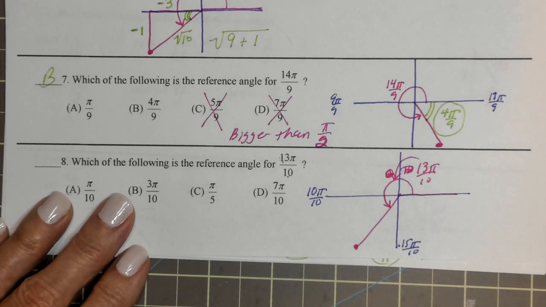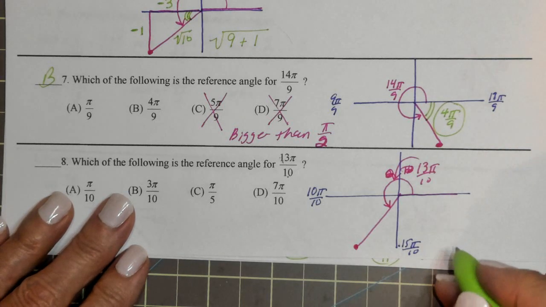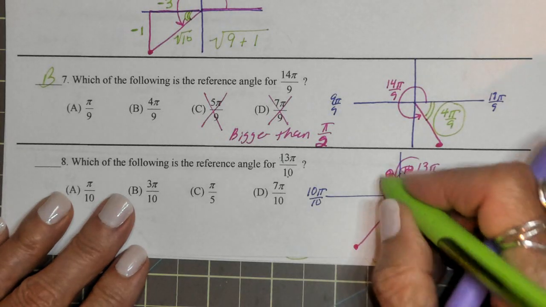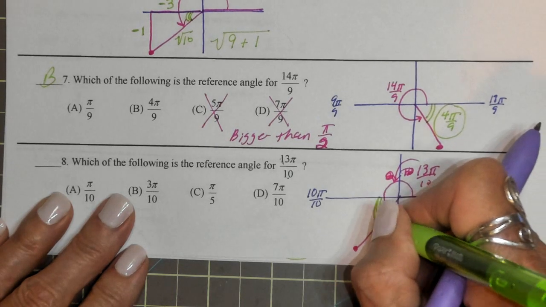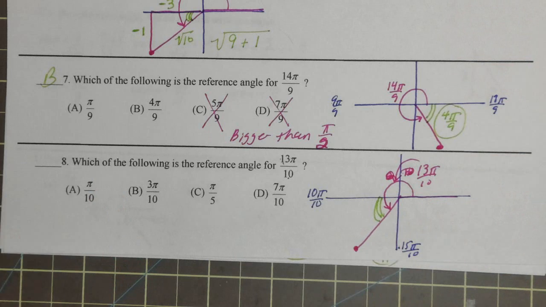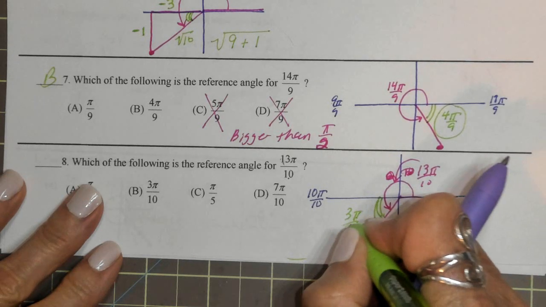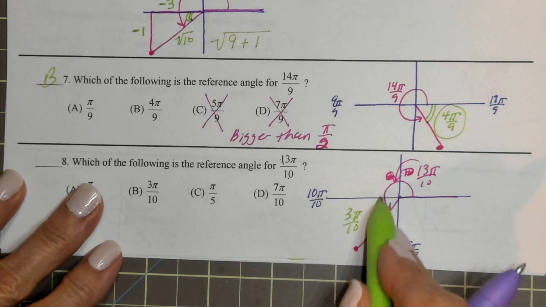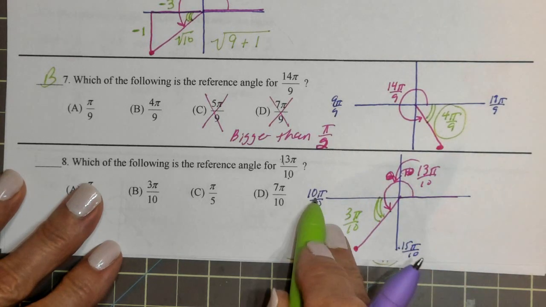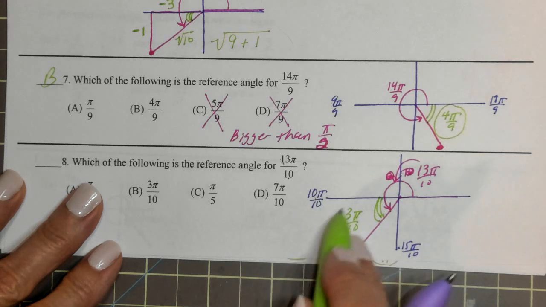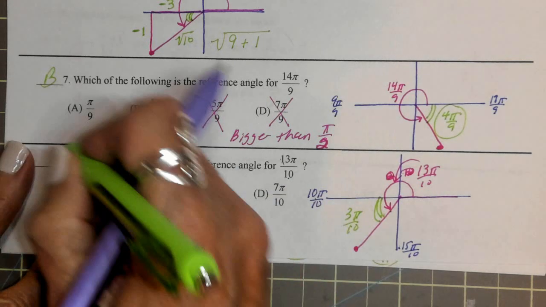So where's the reference angle? It's always between your terminal side and the x-axis. So there's your reference angle. What is that angle? It has to be 3 pi over 10. If the whole thing is 13 pi over 10 and this is 10 pi over 10, then this has to be 3 pi over 10, B.